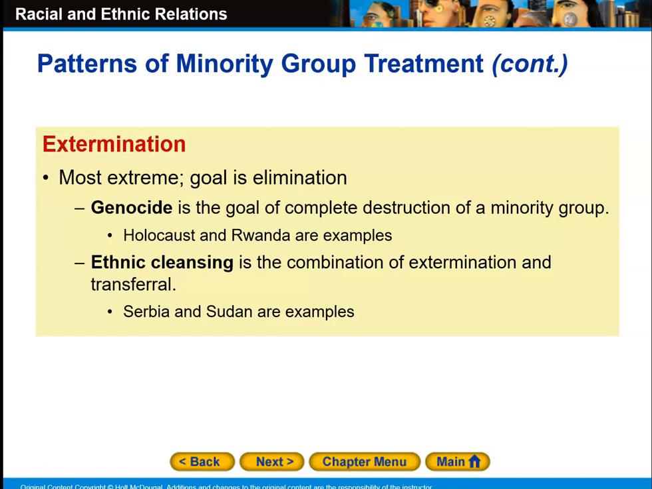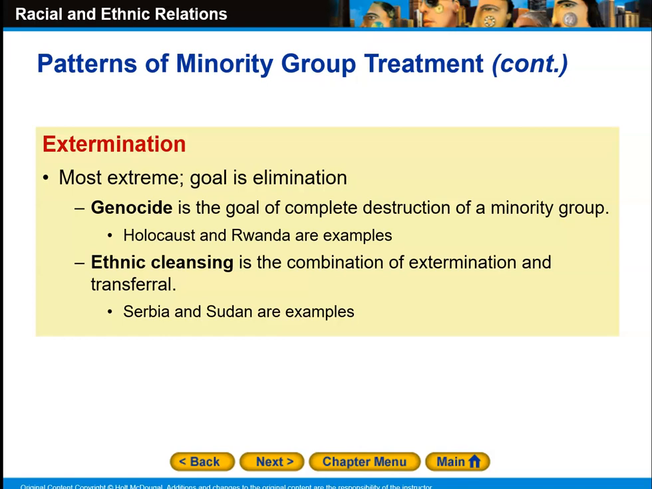In Rwanda, there was the conflict between the racial groups there, and they were able to stop the genocide there, but it did take place. There have also been genocidal practices in Armenia and other parts of the world.